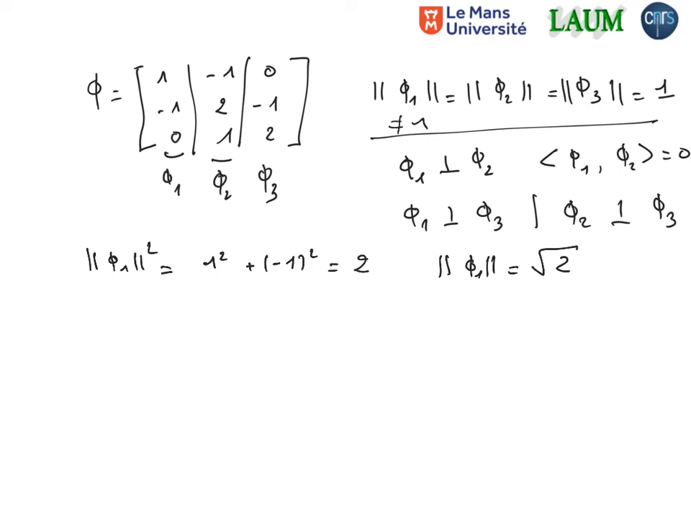So we can see also that the norm of phi2 is not equal to 1 and the norm of phi3 is not equal to 1. So you can compute that, I don't do that yet.